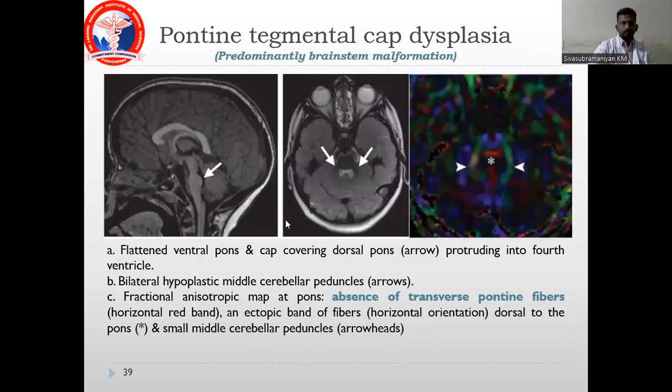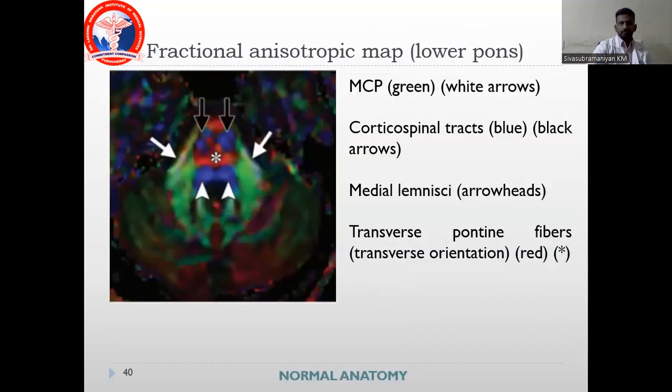Then you have the Pontine tegmental cap dysplasia, which is another variant of a Pontine and midbrain abnormality that is associated with a cerebellar abnormality. So you have the flattened ventral pons with hypoplastic middle cerebellar peduncles and absence of transverse Pontine fibers on the diffusion tensor imaging, which are characteristic of Pontine tegmental cap dysplasia. These are rare and they don't primarily involve the cerebellum. They are predominantly brainstem malformations.